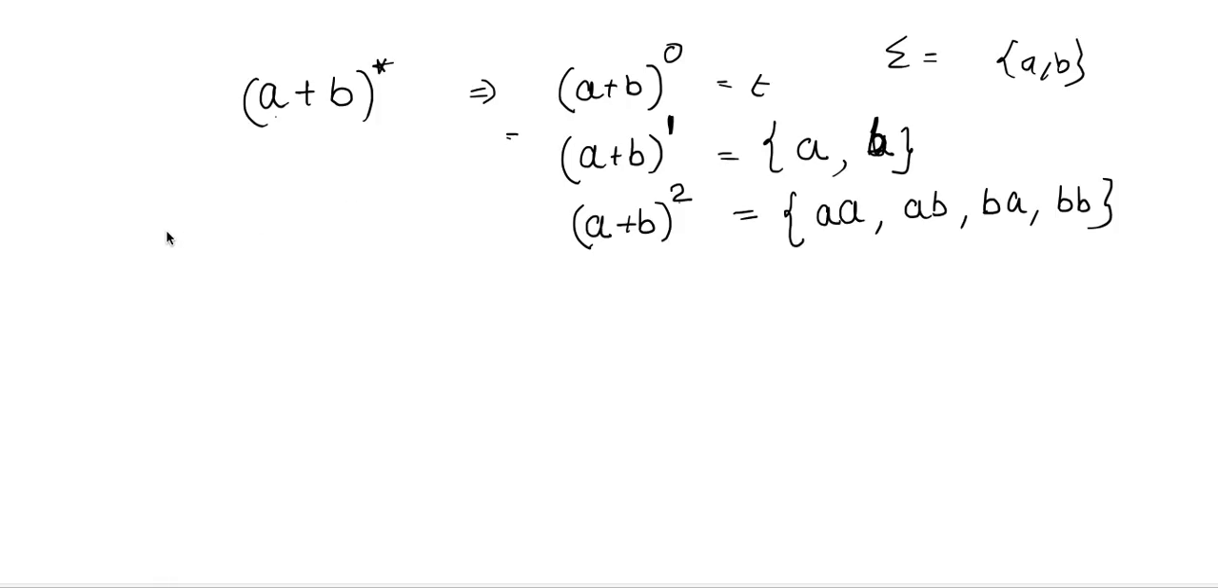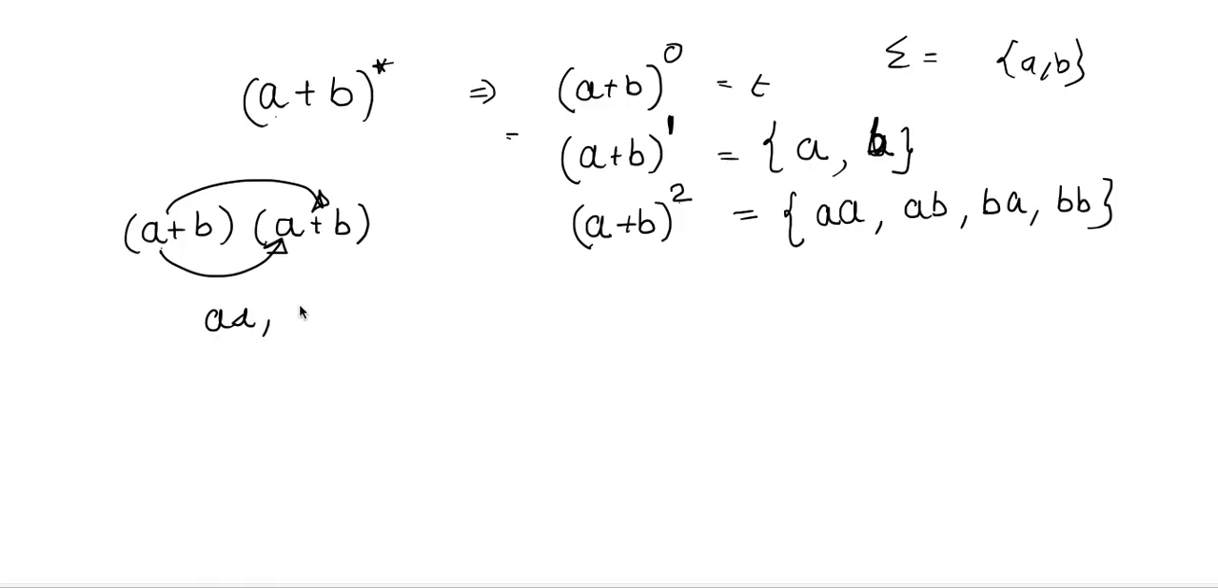For understanding purposes, you can understand it like this. a is concatenated with a, then a is concatenated with b, so it becomes ab. b is concatenated with a, and then b is concatenated with b. Okay, so this is the language which is present in (a+b)^2.